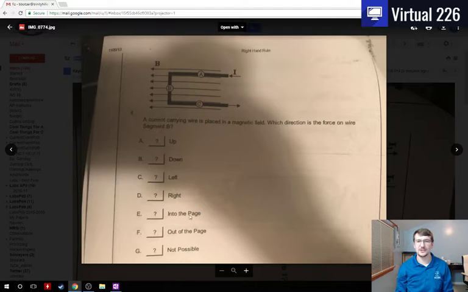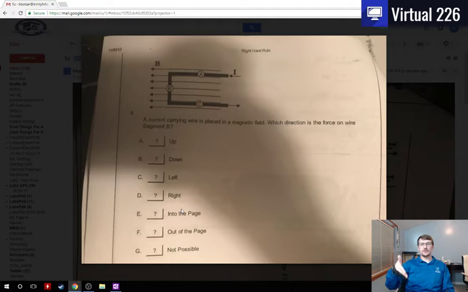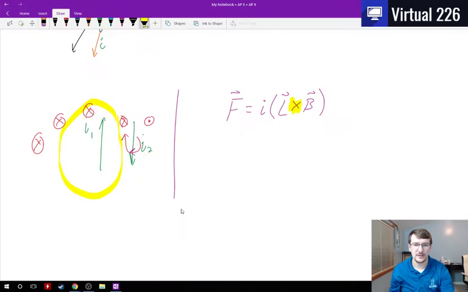I actually have into the page here. Okay? So your fingers go in the direction of the first vector. In this case, it's L, which is in the direction of I. That's going down. And then your fingers curl in the direction of the B field. And in that case, that's over.